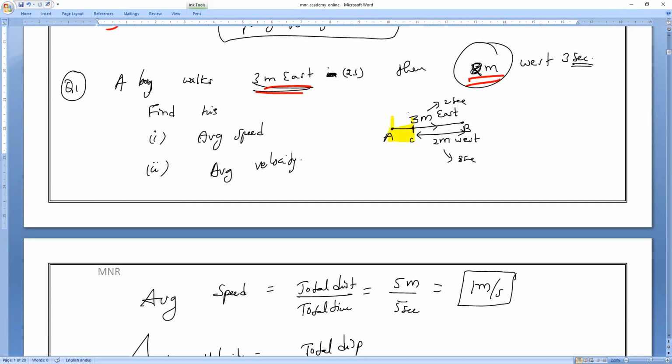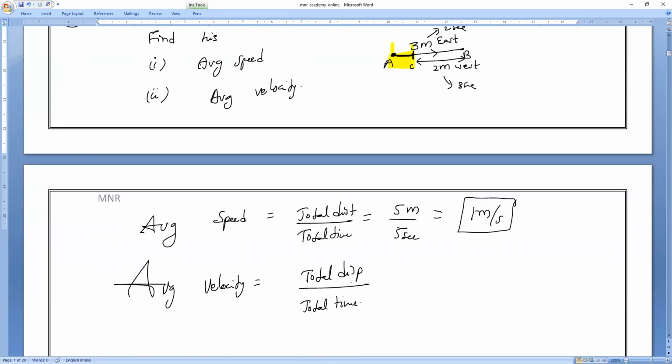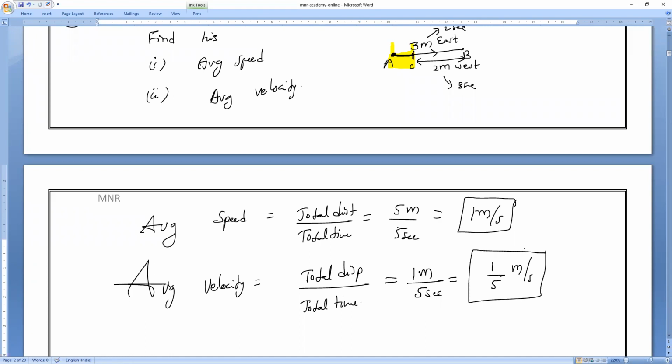So in total he traveled 3 meters and he reversed back again 2 meters, which means he is at point C. Displacement is the distance between the final point and initial point. His initial point is A, final point is C. Total displacement is equal to 1 meter divided by time, 5 seconds. So 1 by 5 meter per second. That is the average velocity.